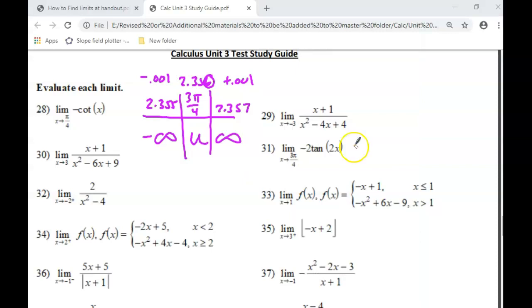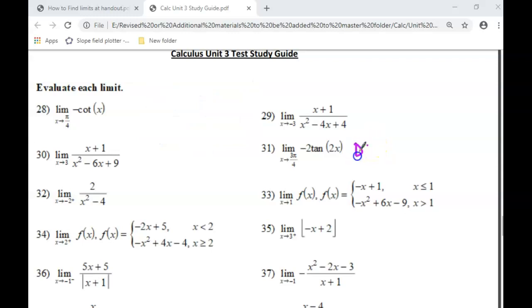since the left and right are not the same, we can just say the limit does not exist. Okay? Let's go ahead and take a look at number 32.